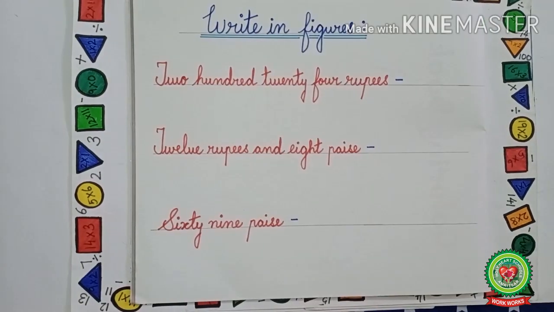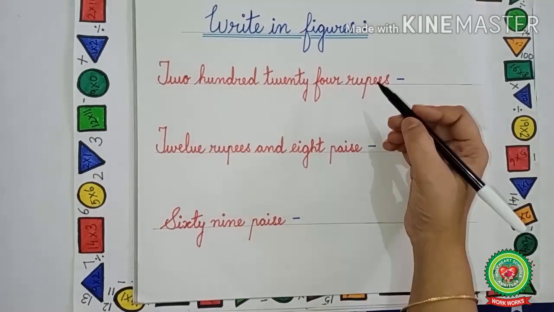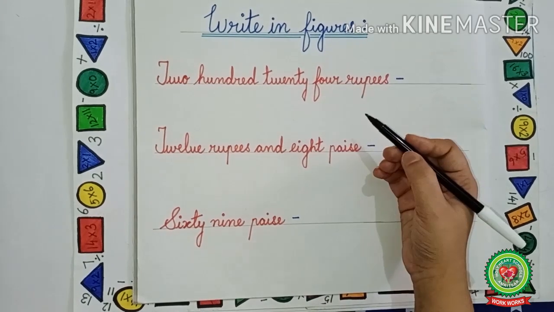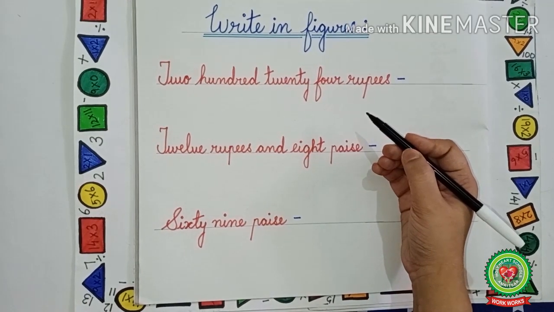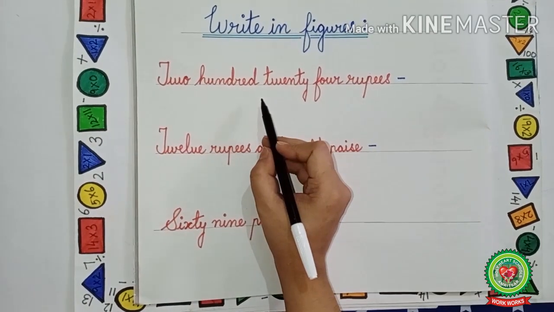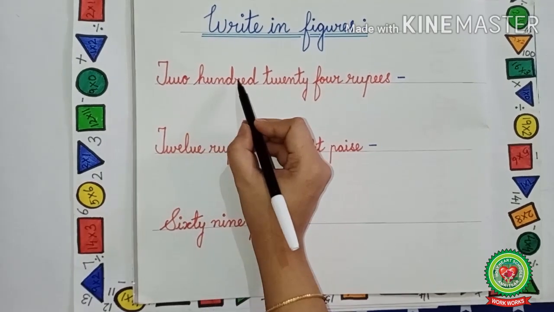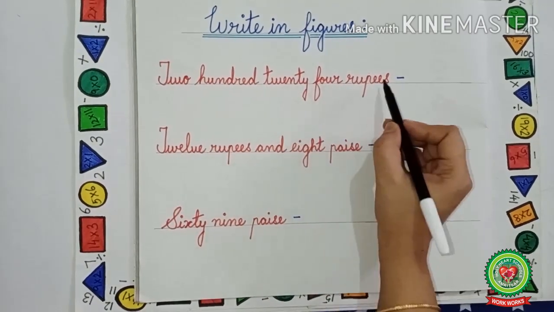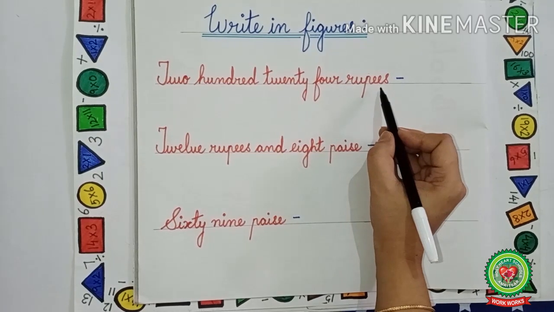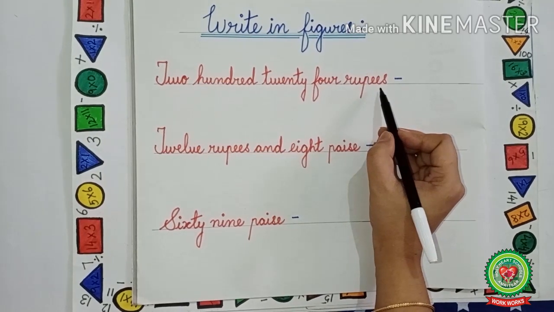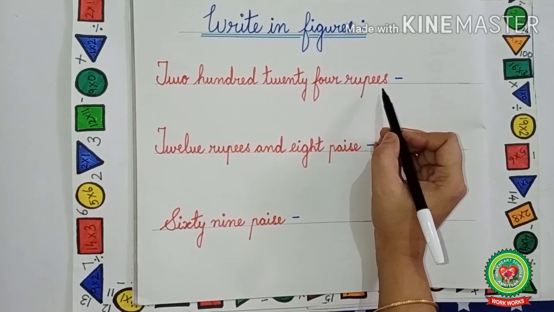Now kids, let us see how we will write the amounts in figures. Now it is given in words, we have to write in figures. Now let us read the first one. 224 rupees. Rupees is written over here. That means we have to write in figures as rupees only.